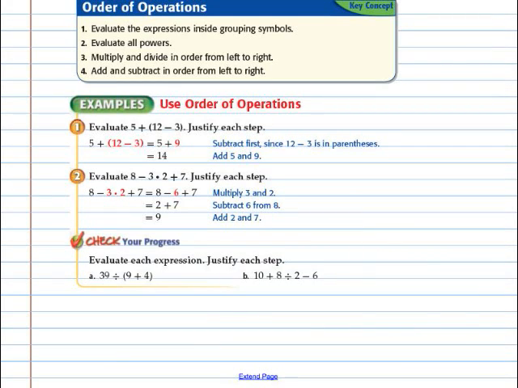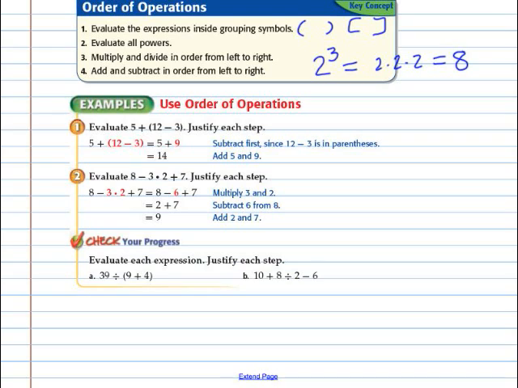The order of operations are: evaluate the expressions inside grouping symbols. Examples of grouping symbols: obviously parentheses, the most common. You will many times see brackets in place of parentheses. They mean exactly the same thing. Then step 2, evaluate all powers. That means if you have a number written in exponential form, 2 to the 3rd, for example, you would multiply that out and change that from exponential form to standard form and use the value of 8 in your calculation. Step 3, multiply or divide in order from left to right. Then step number 4, add or subtract in order from left to right.